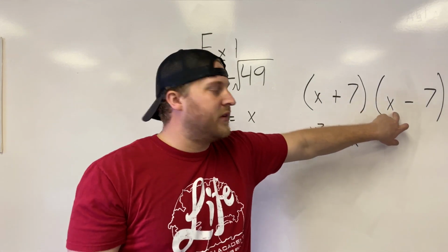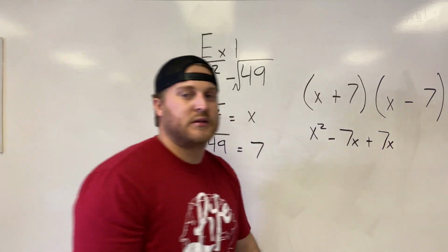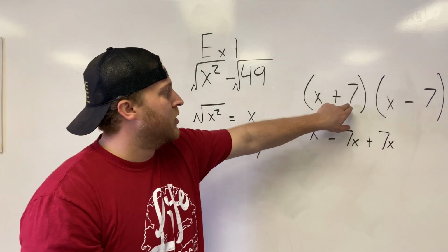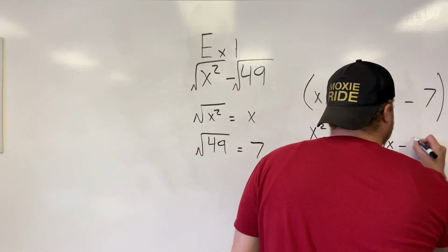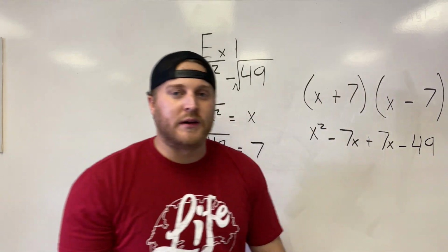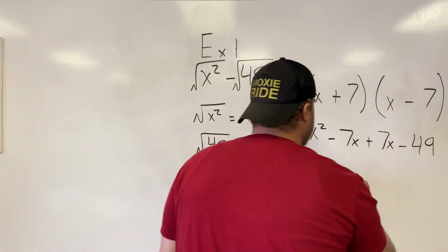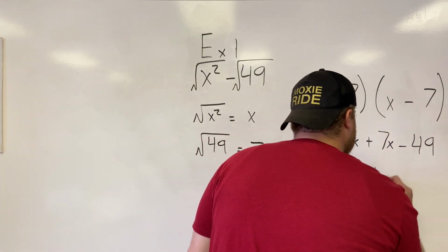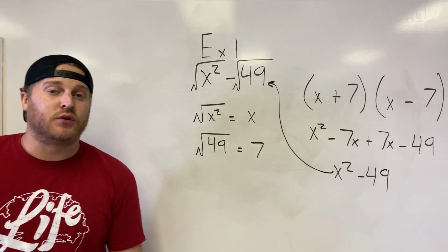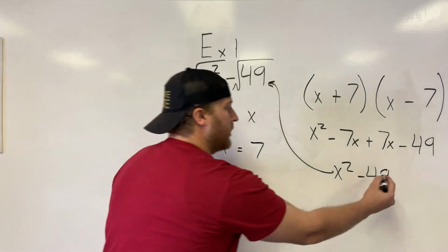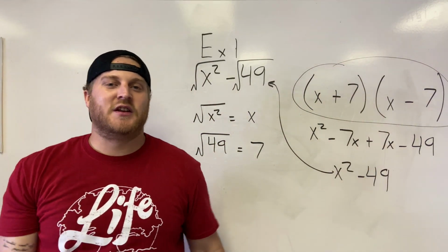Next is I, inside terms, positive 7 times x is going to be plus 7x. And then our last terms of each, which we have positive 7 times negative 7, which is going to be negative 49. Now if we follow our FOIL method steps, we have to combine like terms to get x squared minus 49, which, if you remember, is our original binomial. So we know that our answer of x plus 7 times x minus 7 is the correct answer.